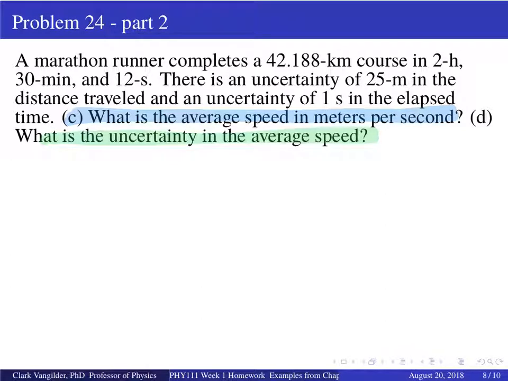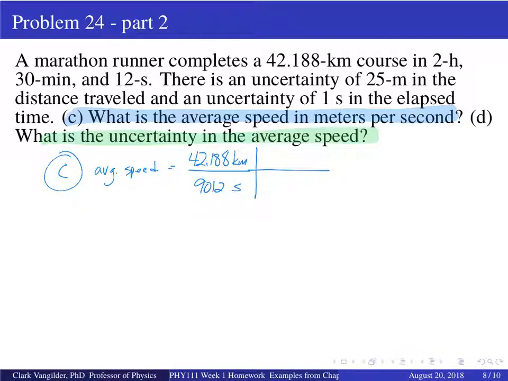So part C. Average speed will be the distance, 42.188 kilometers, the time that it took, 9,012 seconds. Okay, and so if I have 1,000 meters per kilometer, then I get meters per second. If you do that math, you come up with 4.681 meters per second.